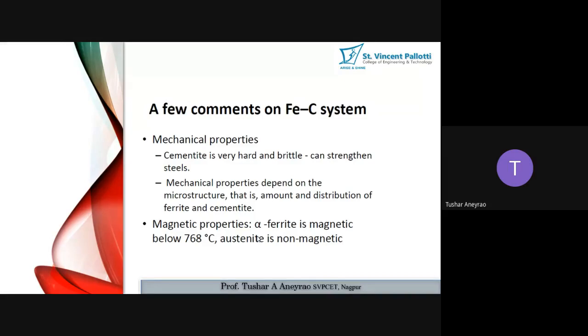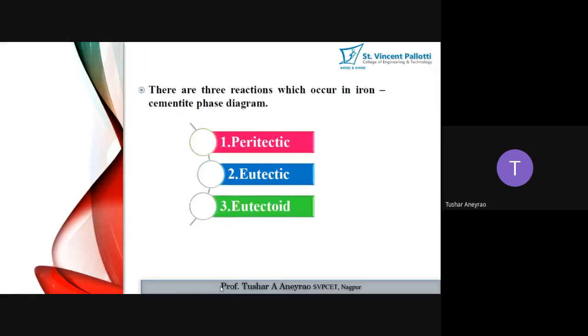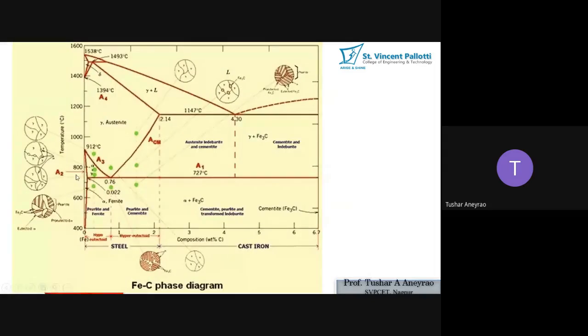Magnetic properties: alpha ferrite is magnetic below 768 degrees centigrade, and austenite is non-magnetic. Alpha ferrite is present above 768 degrees centigrade, you can see here. This is the region of the alpha ferrite, the smallest region you can see here between this line of temperature and this red line.